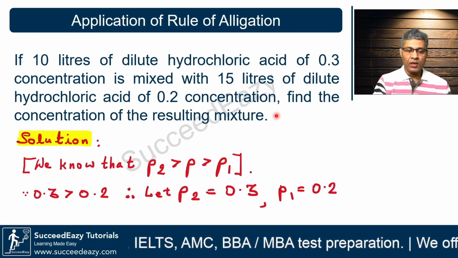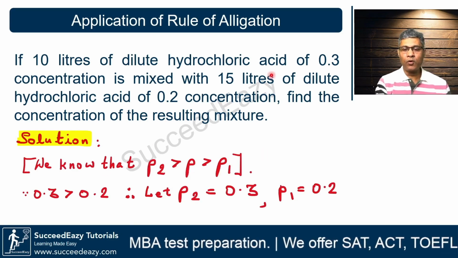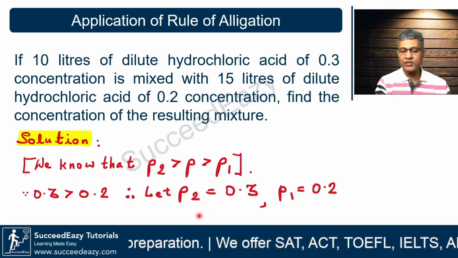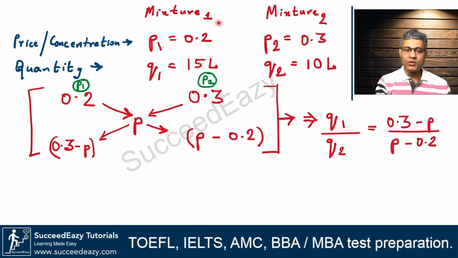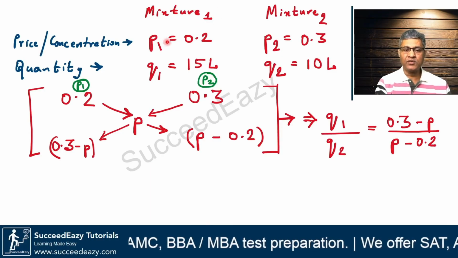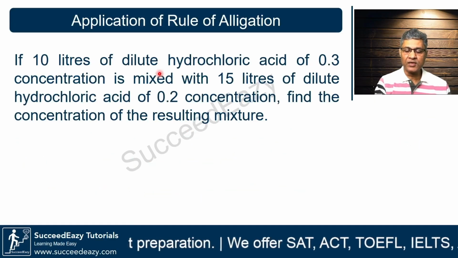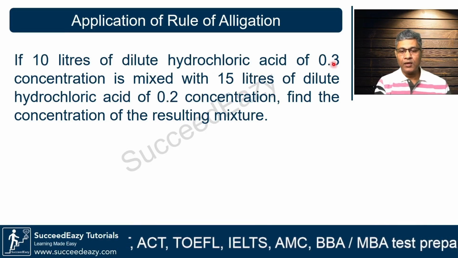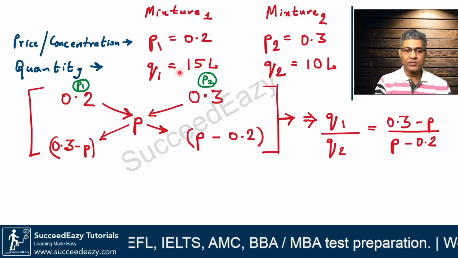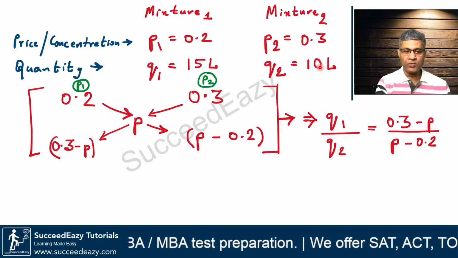Alright. So let's take P2 greater than P, P greater than P1. We know 0.3 is greater than 0.2. So let's take P2 as 0.3 and P1 as 0.2. Let's use the data. So mixture 1 has concentration P1 as 0.2 and the quantity is 15 liters. Let's recheck. 0.2 concentration, 15 liters, right? And 0.3 is 10 liters. So 0.2 is 15 liters, 0.3 is 10 liters, absolutely.